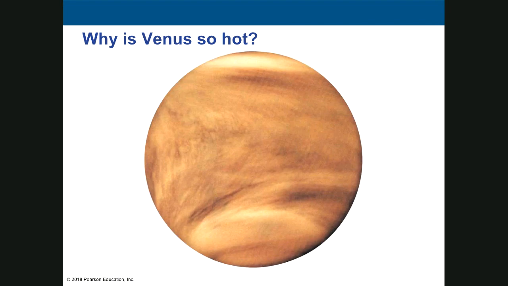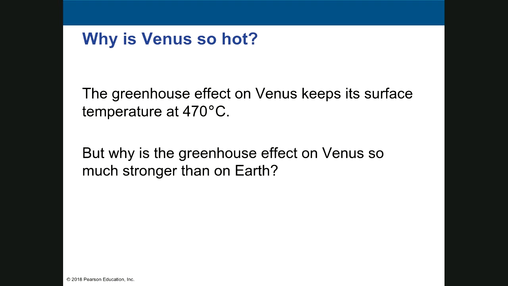So why is Venus so hot? Again, it's the clouds. It's the greenhouse effect, right? We call it the hothouse world. So we saw here that it's about 470 degrees Celsius. I'll let you calculate, but I think it's about 900 degrees Fahrenheit.